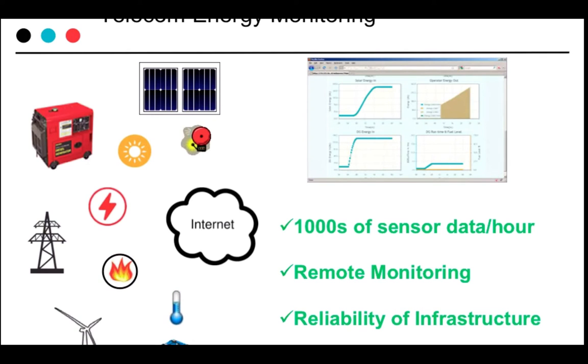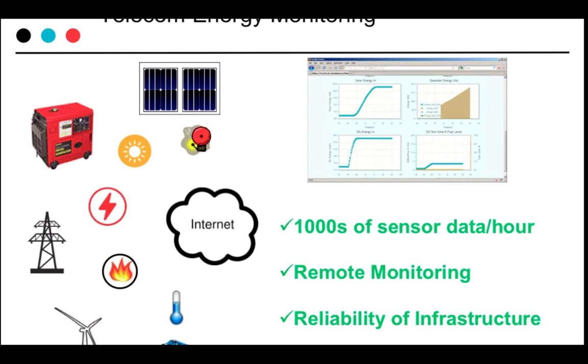Another complicated example. This is about monitoring telecom assets. Telecom towers are your regular cell phone towers that you may see here. Every telecom tower actually has a complicated set of equipment underneath them. They have energy devices, DC power meters, AC energy meters. They have solar panels. They have diesel generators, batteries. Some of them even have wind power.